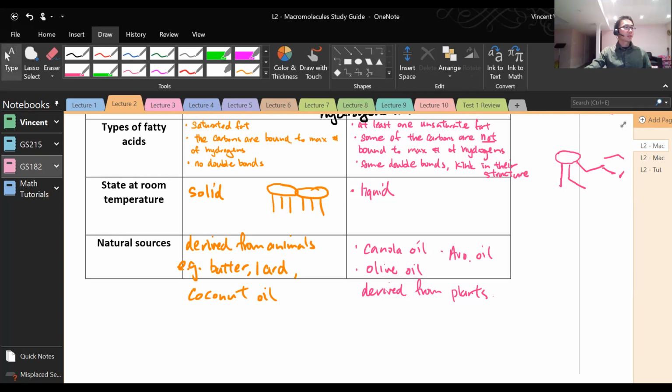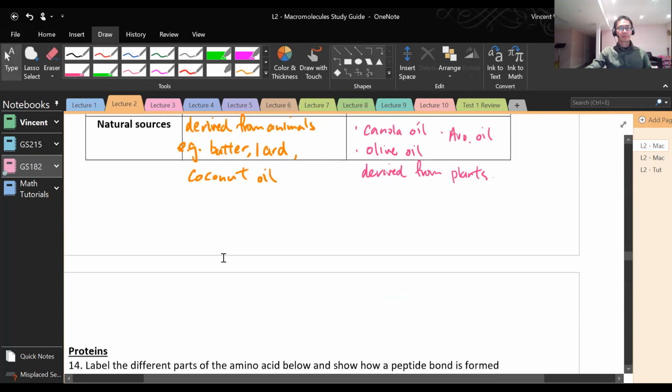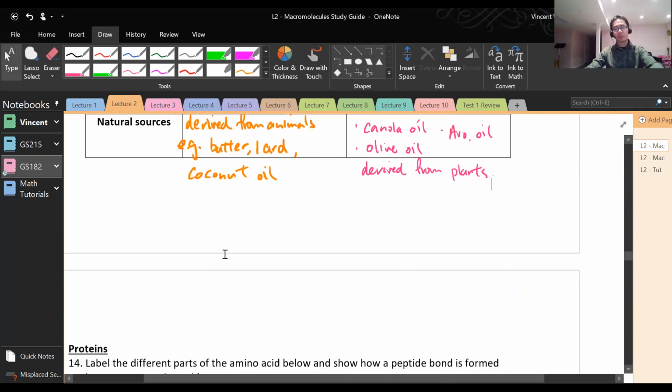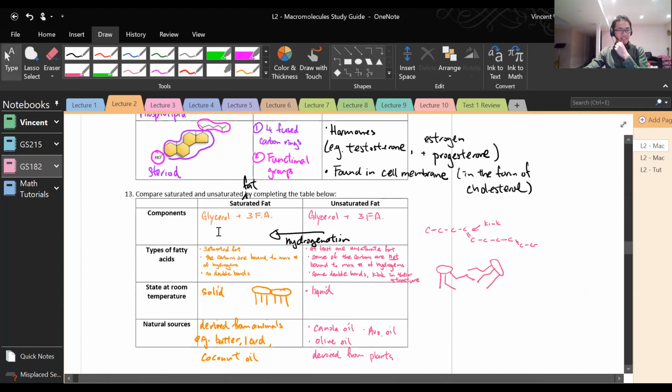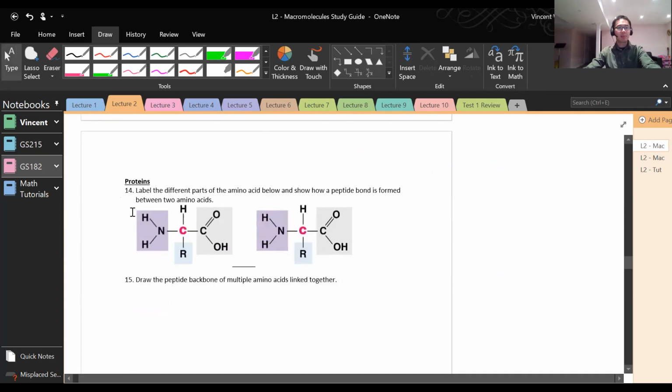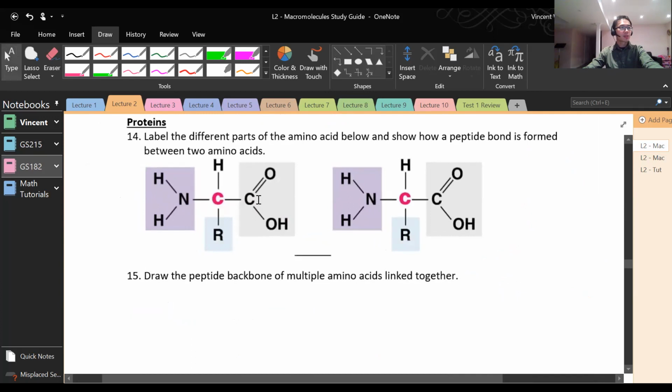Very good. Moving on. That's it for oil, for lipids. Any questions for lipids before we move on to proteins? I think protein is the more confusing one. But no questions. Everybody's happy. All right. If you're happy, then I'm happy. Proteins.